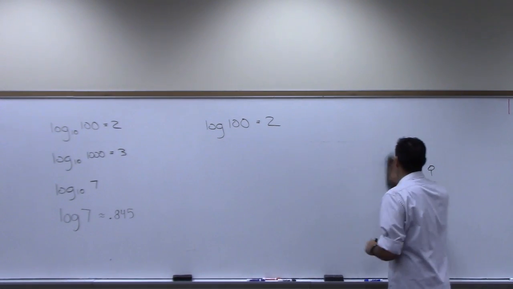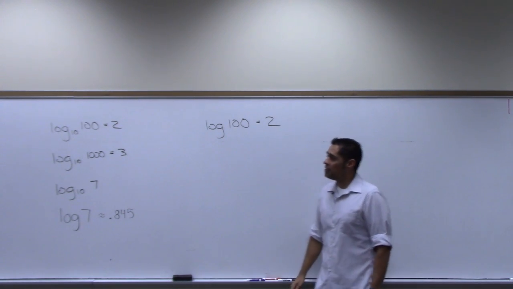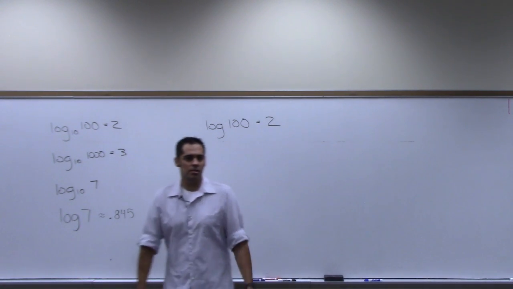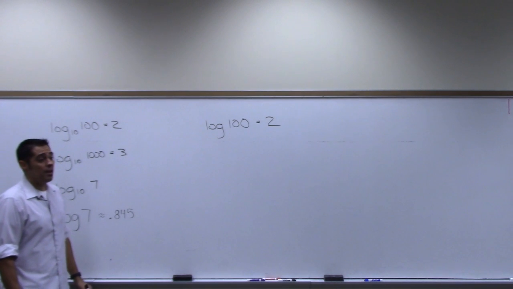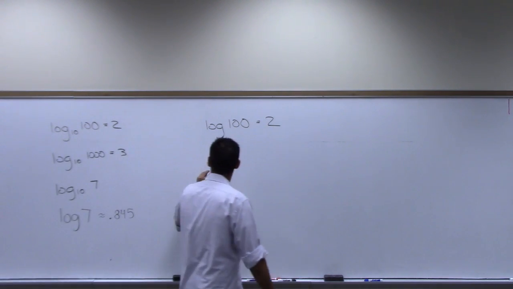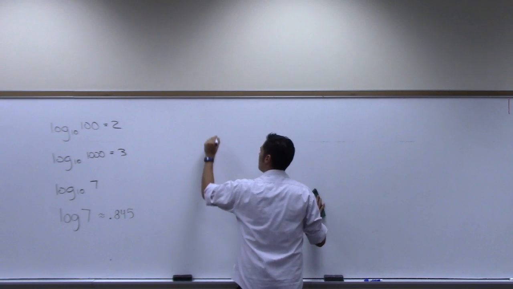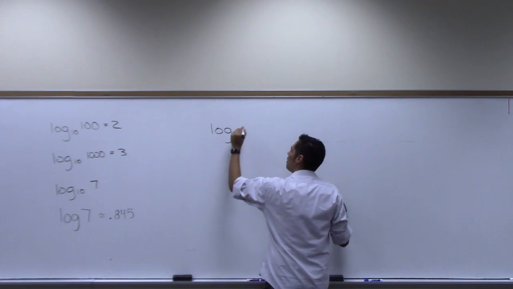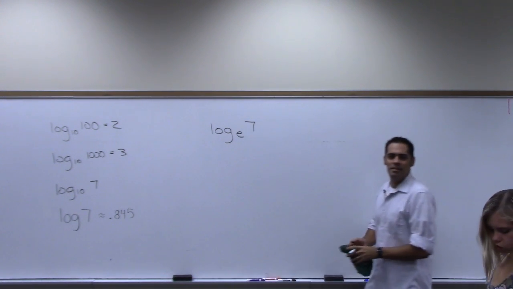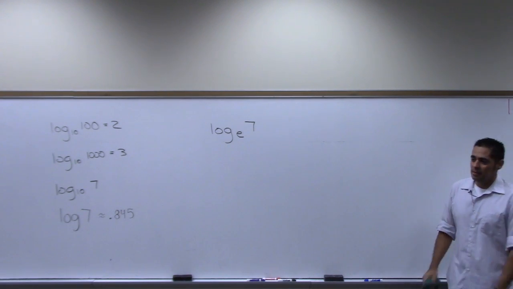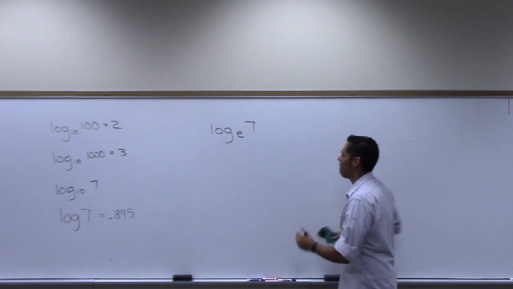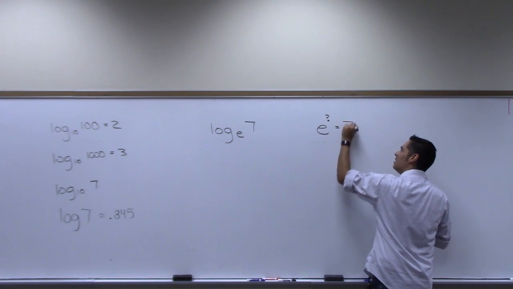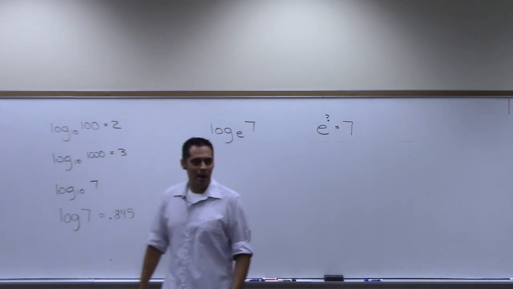So base 10, because it's so important, when we have log base 10, we just write log. It happens so much in our number system, in our calculations, that it's just easier to write log. And there's another special one. Log base e. So what if I say log base e of 7? What does this mean? In words, what am I saying? e raised to what power is 7? e to what power is 7?